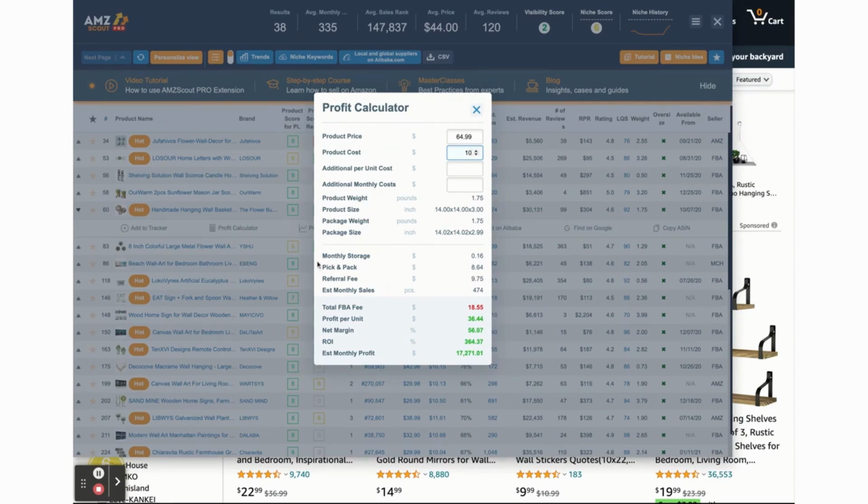The reason this is really useful is that now you get to see the profit rather than just a sales number. That helps you do a quick calculation without having to open another web page to put in all the information, the ASIN and all that stuff. It is all within this tool.